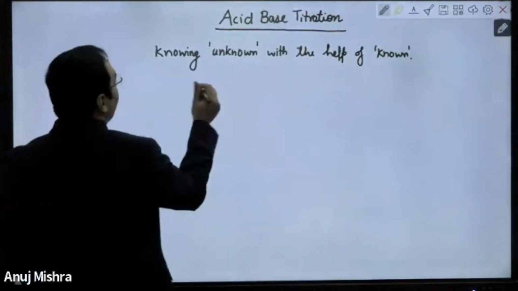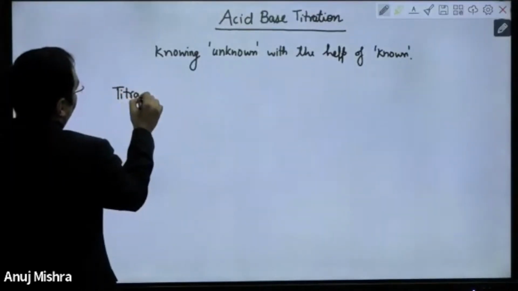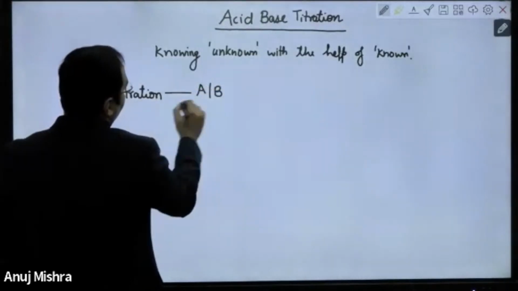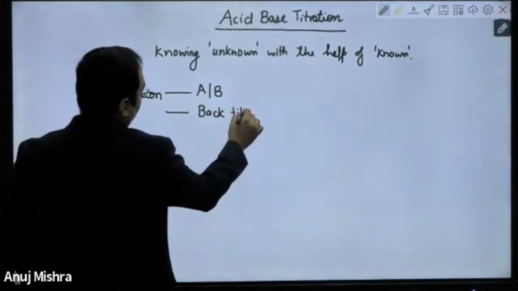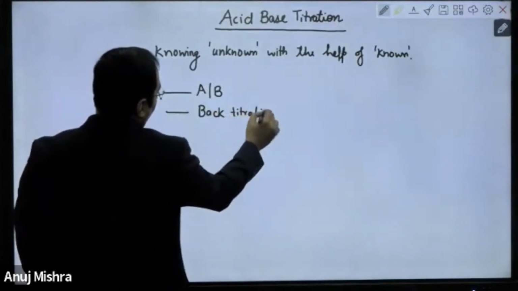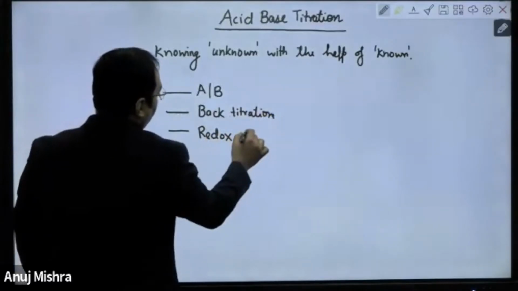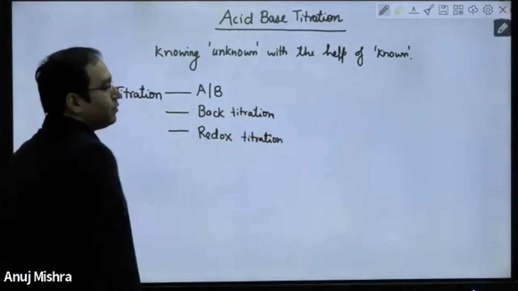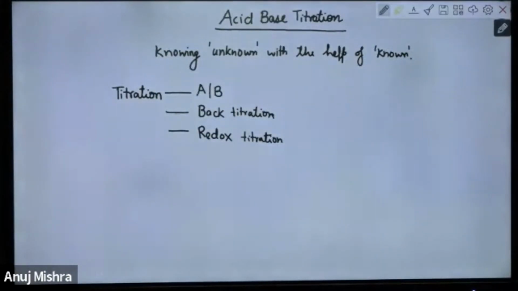Let's say you're talking about any titration for that matter. So titration can be of three types. Please write down. Titration can be of three varieties. It can be acid-base titration. It can be back titration. It can be redox titration. These are the three types of titration that you come across: acid-base titration, back titration, and redox titration.